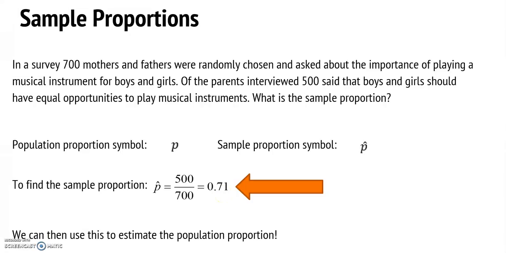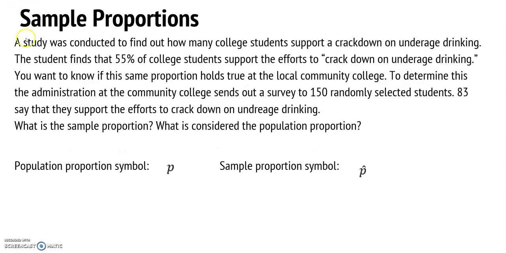Now, what we can do with this is use it to estimate the population proportion. Since we took the sample and 71% said that boys and girls should have equal opportunities to play musical instruments, then hopefully the population proportion would also be about 71%. Now remember, since it's a sample, it could be different the next time. Let's take a look at this next example.